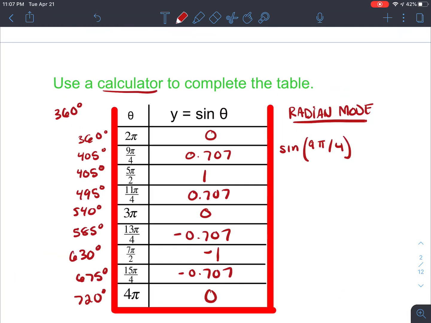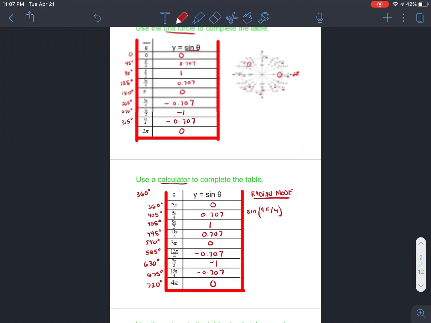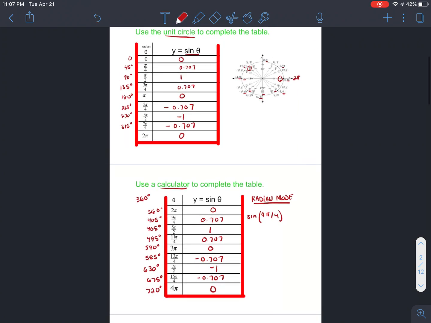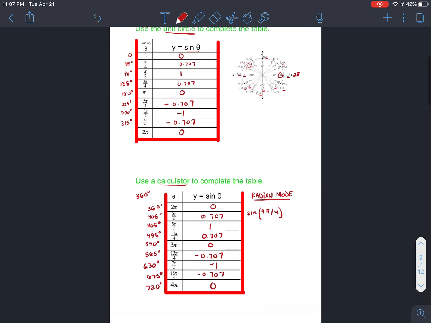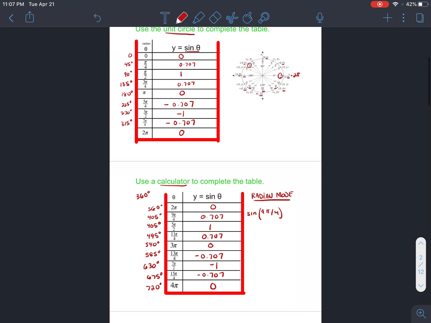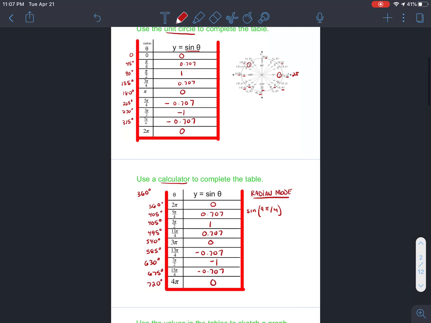Okay, so what you should notice is that this table is exactly the same as the table we just looked at, right? We start at 0, we make our way up to 1 and then back down to 0. Then we go down to negative 1 and come back up to 0. It's the same pattern, even though the degrees are getting continuously bigger and bigger by 45 degrees, or by pi over 4 radians.